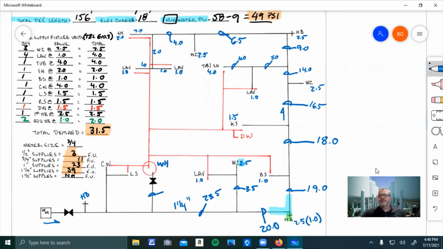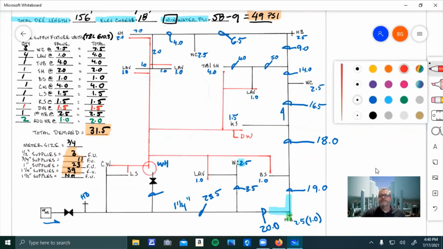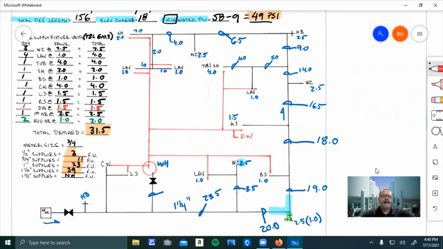In order to do this, and we'll go ahead and do this in red, I have fixture unit values for these pieces of pipe. So this piece right here is feeding the shower and the 2 labs because I have hot water feeding those labs. So that's a value of 4, okay? Over here, I have the tub and shower and the lab, and that's a total of 5.